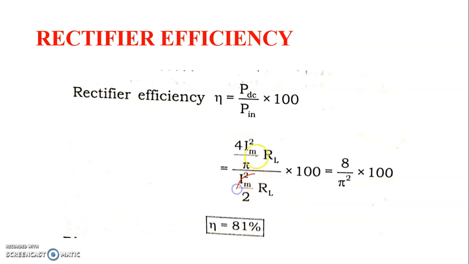Cancelling Im² and RL, take this 2 here. After simplifying all this, we get the value of nearly 81%. That is, the efficiency of the full wave rectifier is 81%. So these are the parameters to analyze the performance of the full wave rectifier.